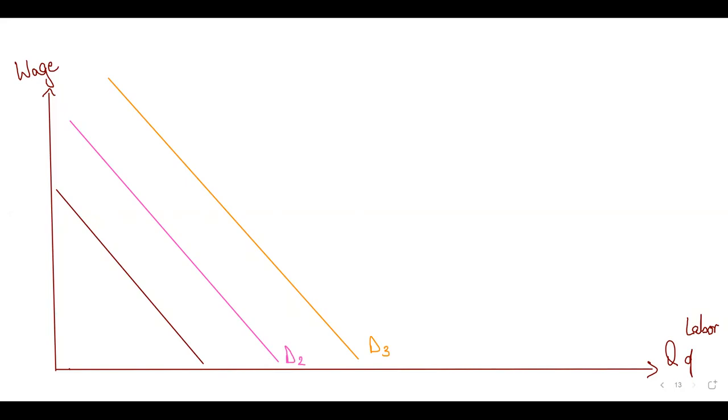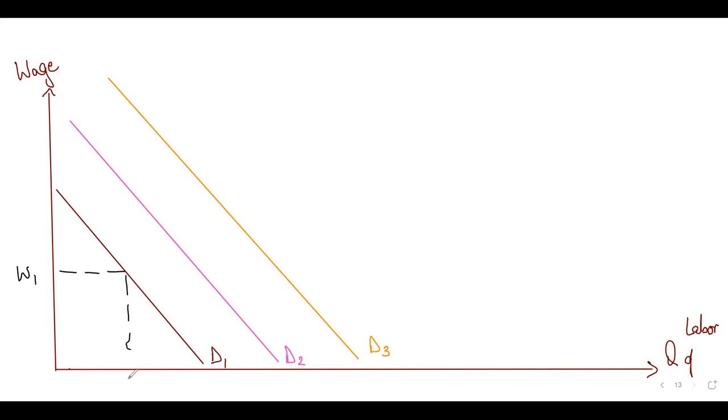Is this clear? Okay. Now, to find the market demand for labor, you need to add up these three, the demand for labor by these three individual firms. And how do you do that? Now, this is interesting. Have a look at this. You'll choose a random wage rate, W, and then you'll see how much labor would be demanded at that wage rate by firm 1, firm 2, and firm 3.